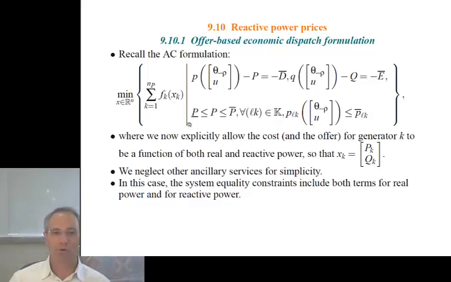So we'll now also explicitly allow the cost, and indeed the offer, for generator K to be a function of both the real and the reactive power. So in here I've got XK instead of just PK, and XK now is PK, QK, the real and reactive power generations. We'll neglect other ancillary services for simplicity, and we'll also assume that our inequality flow constraints are still on real power, although a more general representation would include reactive power limits as well.